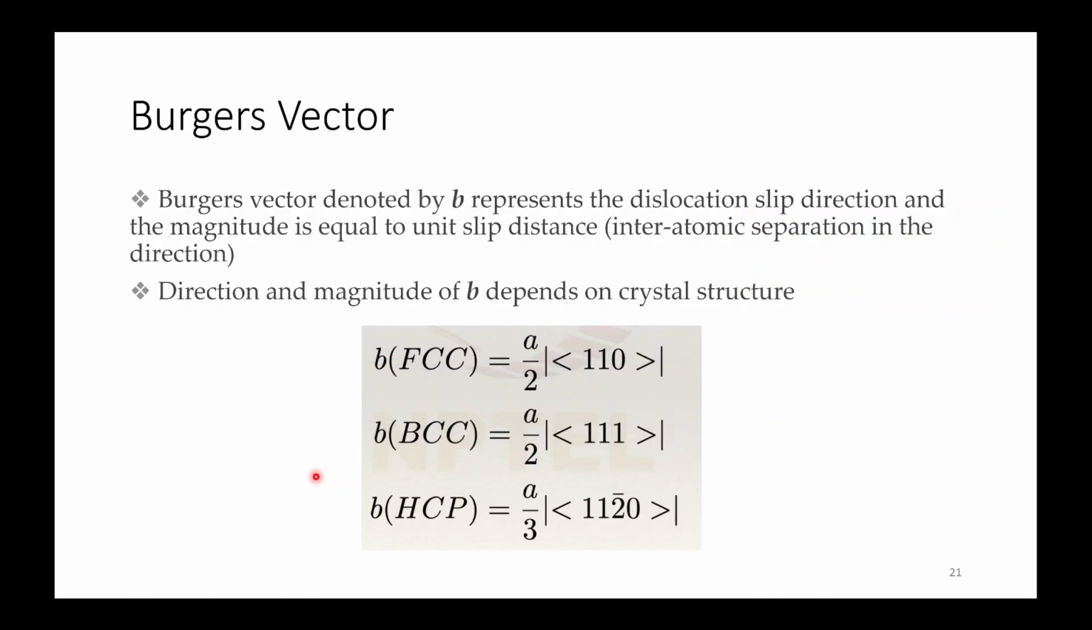Now Burgers vectors for various systems. The Burgers vector, denoted by b, represents the dislocation slip direction, and the magnitude is equal to the unit slip distance, which is the interatomic separation in the direction. Now the direction and magnitude of b depend on crystal structure. So for FCC, b is a/2 in the <110> direction. In case of BCC it's a/2 <111>, and for HCP it is a/3 <112̄0>.